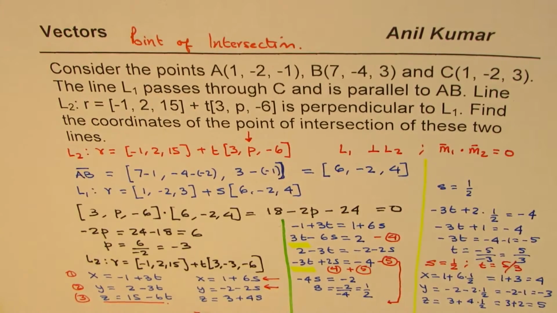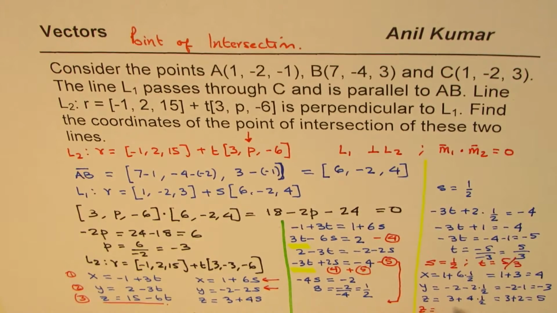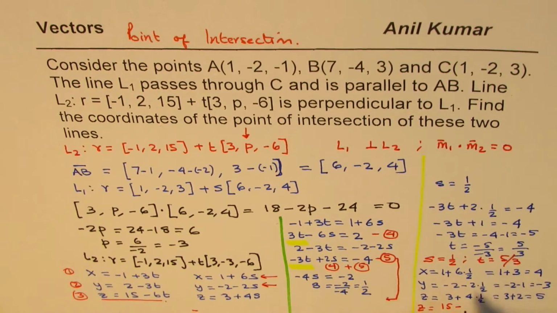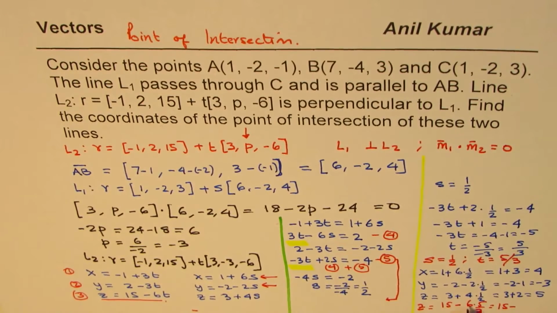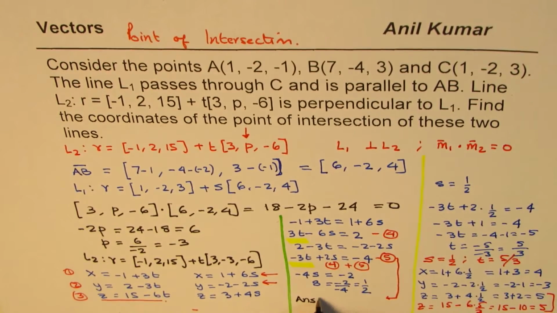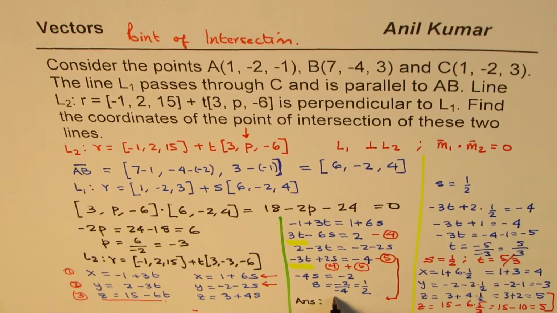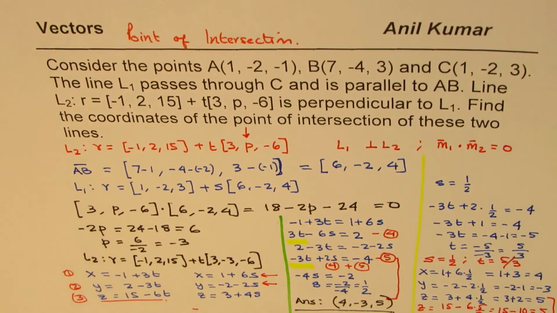Now you could actually check the z value from the other line also. Is it the same? Right. So let's substitute t as 5 over 3 here. So we also get z equals 15 minus 6 times 5 over 3, right? That means 15 minus 10, which is again 5. So they match, right? That means we do have a point of intersection, and therefore the answer is that the x, y, and z values are 4, minus 3, and 5. Correct? So that is the answer for this particular question.